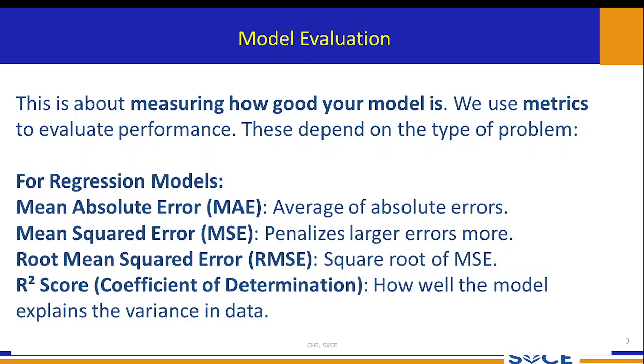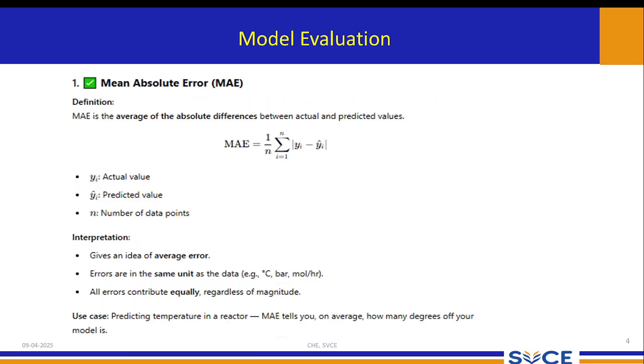I will show you an example for these different types of error determination, and this will help you understand whether the model fits the data well or not. So what is root mean square error? The square root of mean square error. R square tells how well the model explains the variance in data. I will take chemical engineering examples for all this. Before getting into the chemical engineering examples, we will see what is mean absolute error, mean square error, root mean square error, and R square score.